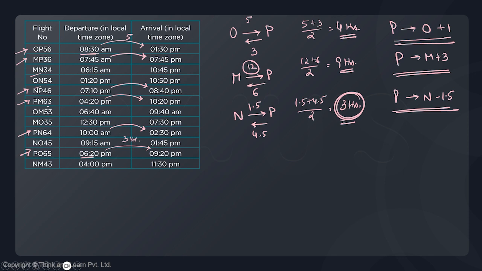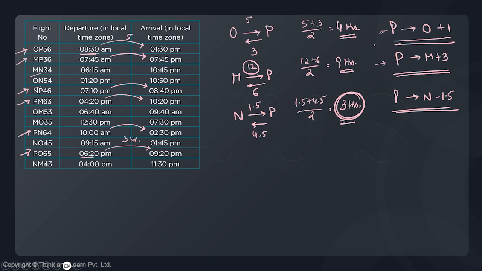So it was clearly given, a city which is ahead is to the east. A city which is ahead to the east. So I see here that only N is ahead of P. All others are behind P, right? Because O plus 1 is P. So I can say P is ahead of O.